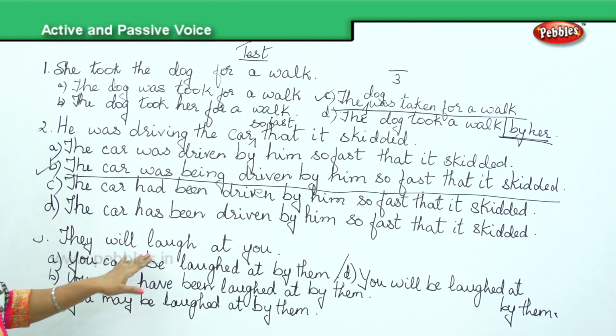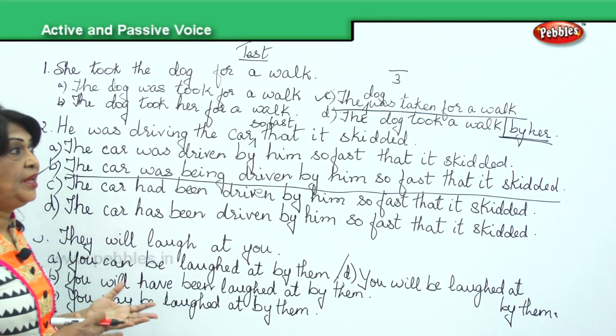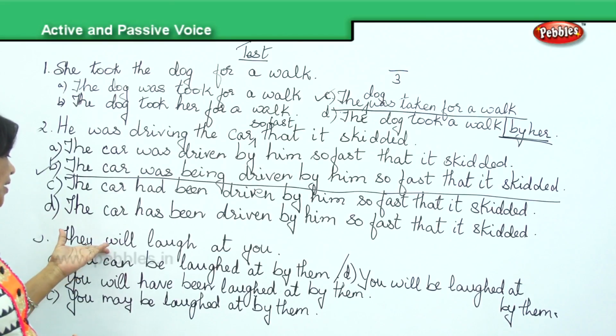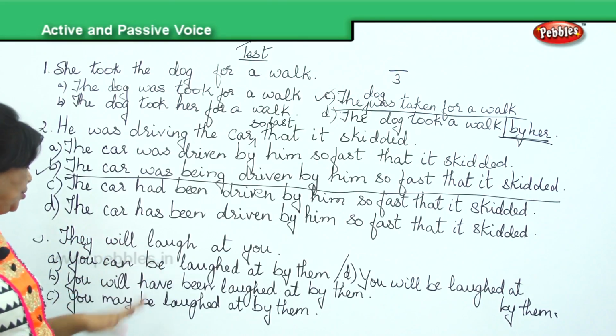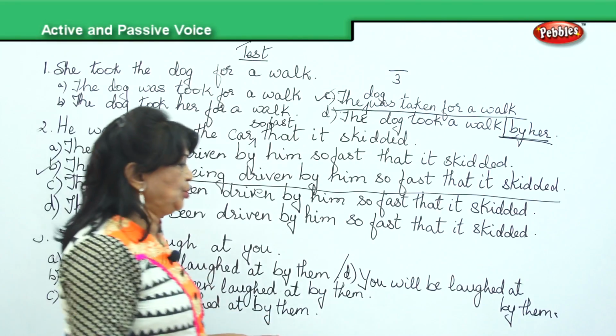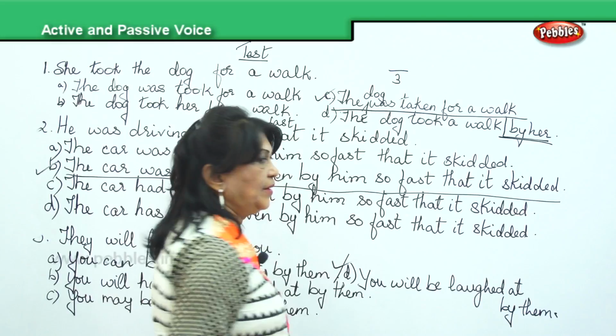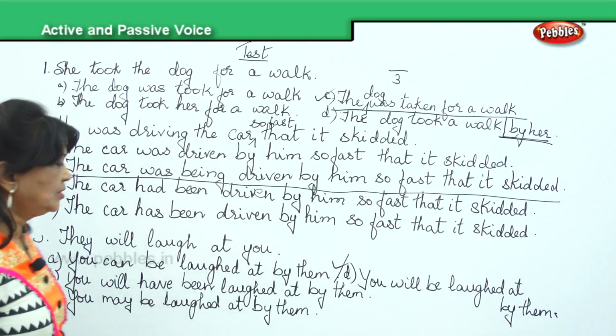They will laugh at you. First of all, where there are wills, you will have been laughed at by them. No, it can't be the right answer. Here, you may be laughed at by them. That is doubtful. They may laugh at you. If they have written, they may laugh at you, you can choose this as the correct answer. They will laugh at you is for sure. So, you will be laughed at by them is the right option. Have you got this also right?